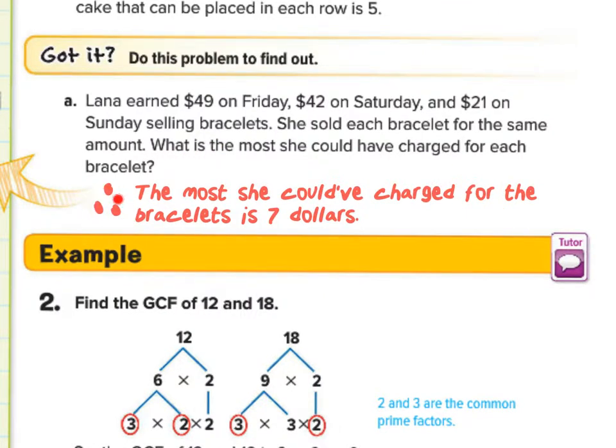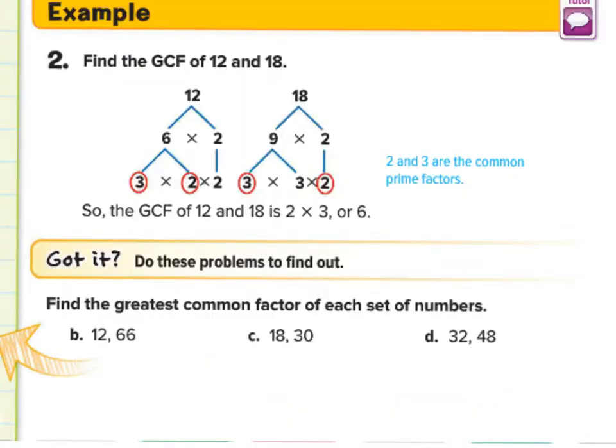Therefore, these 3 dots mean therefore. The most she could have charged for the bracelets is $7. Make sure that you copy down the factor trees I made and the therefore statement, because this is a word question. We answered it with words. And here you have another example of how a prime factorization tree or prime tree was used.